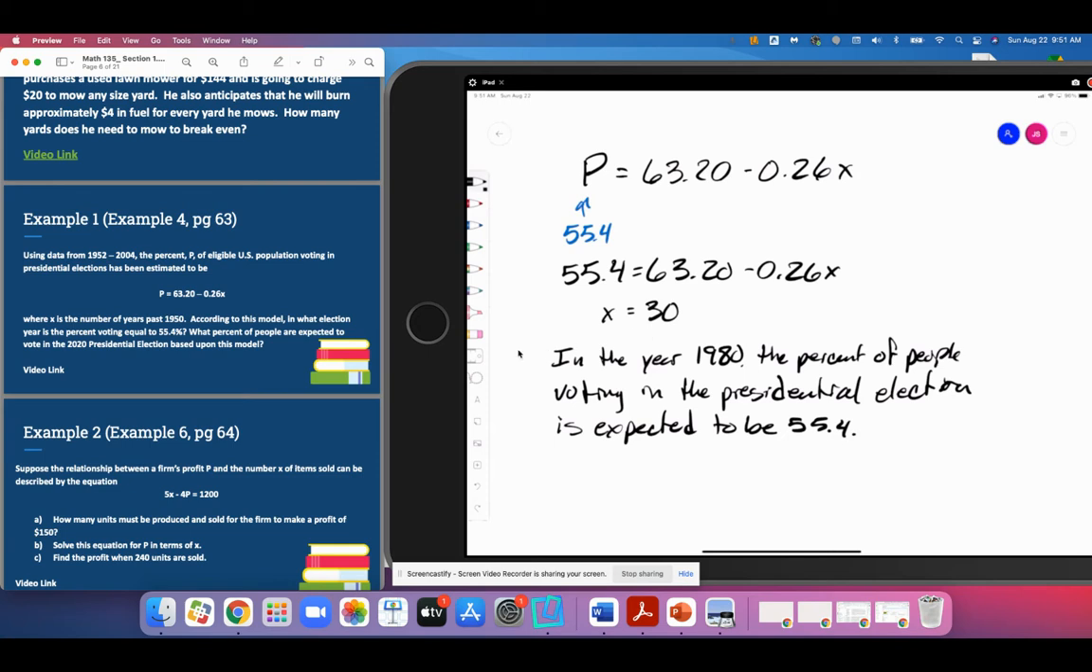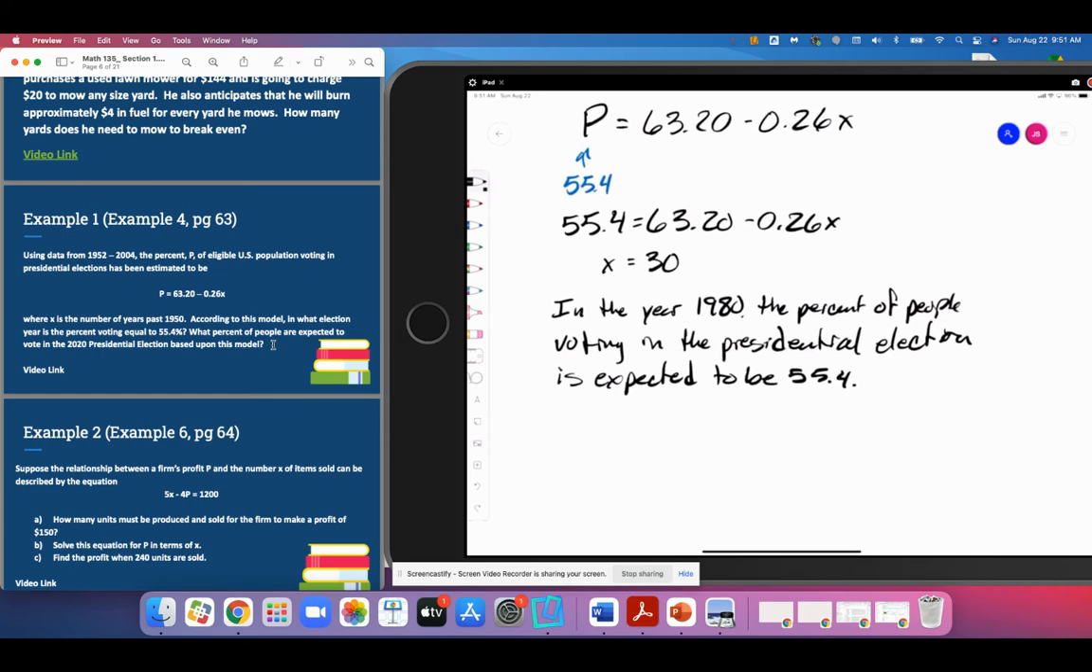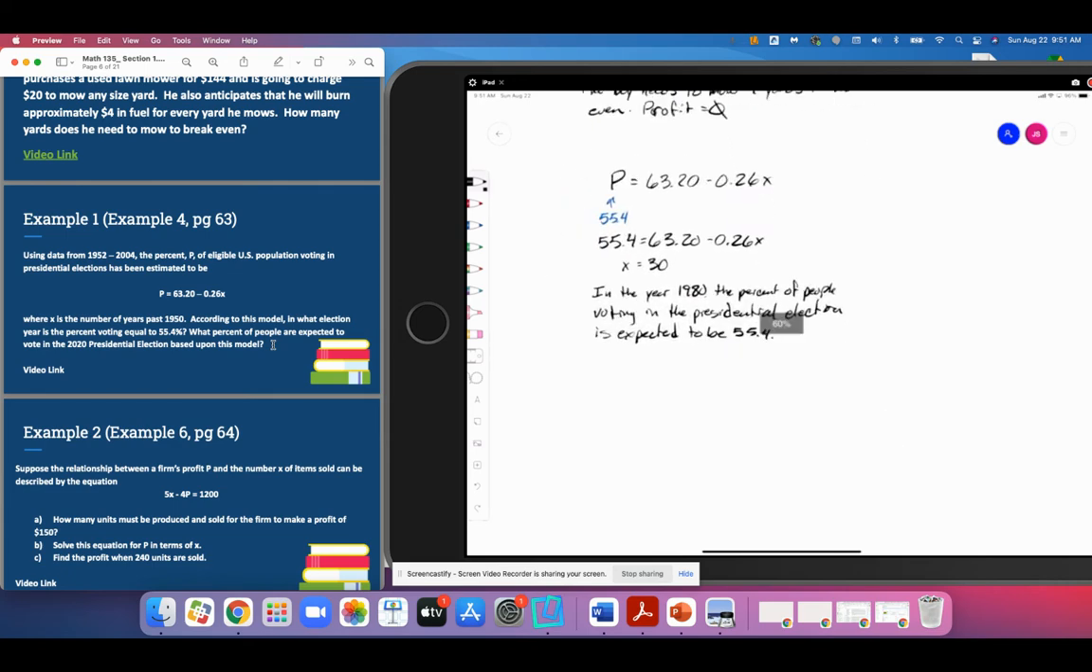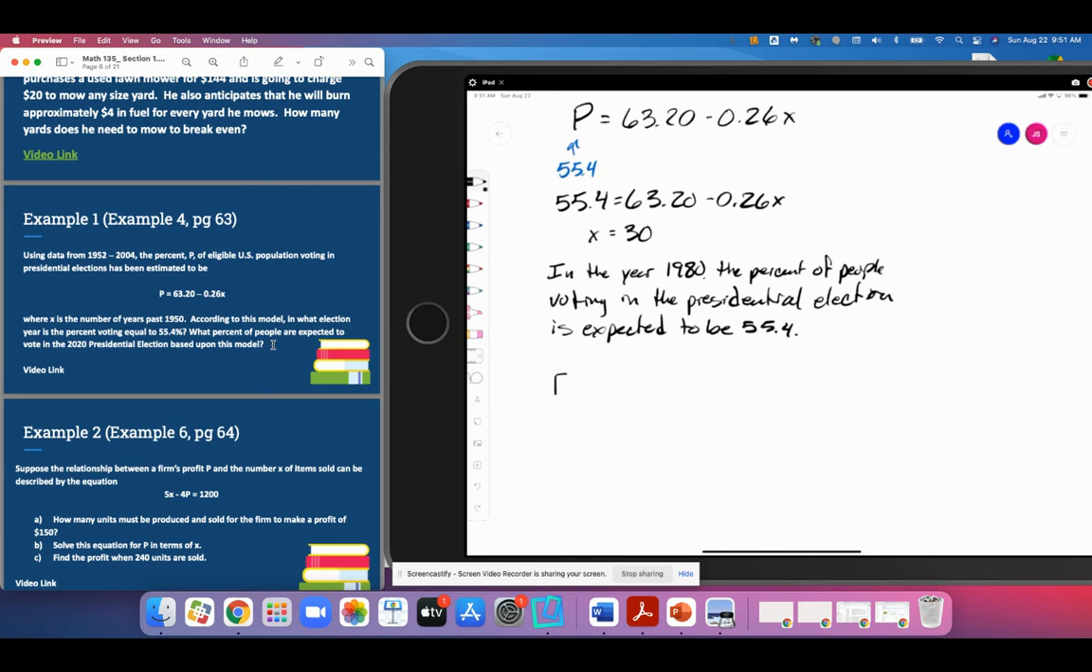If you're looking at the textbook, you will notice that this piece right here is not in the textbook because I added this. I'm going to modify many of the problems from the textbook throughout this course to make them better. My add-on to this question was, what percent of people are expected to vote in the 2020 presidential election? We're going to use the same model, folks. P is equal to 63.20 minus 0.26x. And I am looking for the percent.